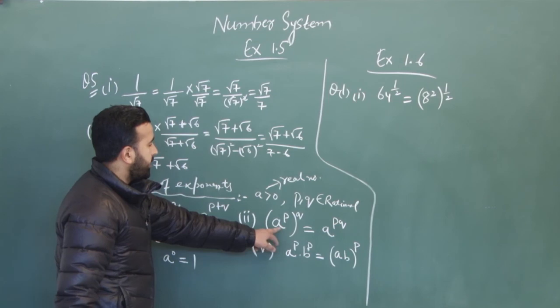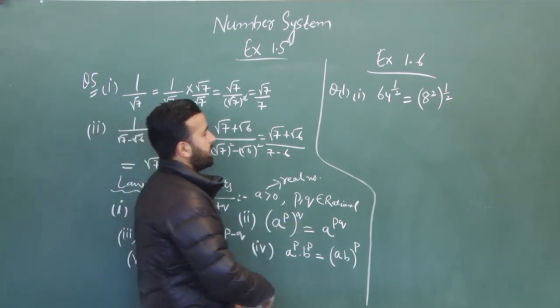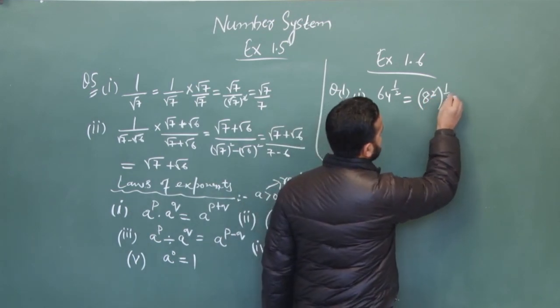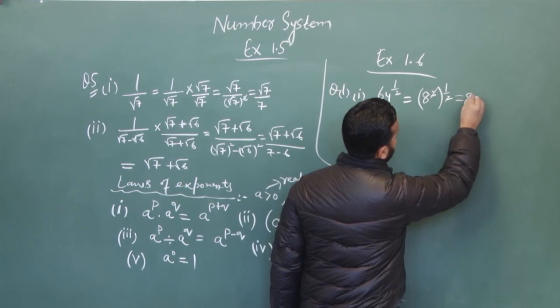discussed, it is of the form a raised power p whole raised power q. Now these two powers will be multiplied. When we multiply these two powers, this and 2 will get cancelled, so the result will be 8.